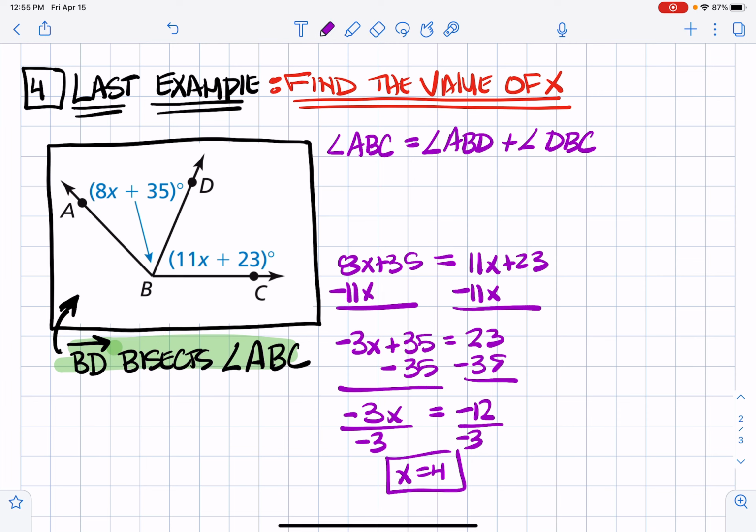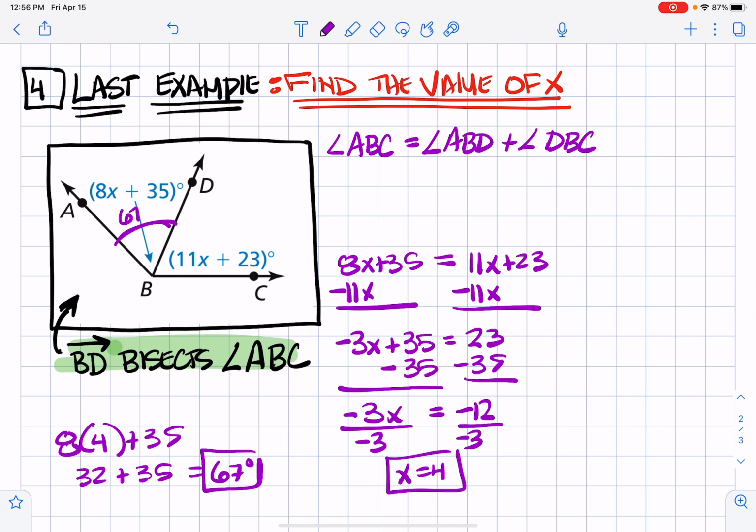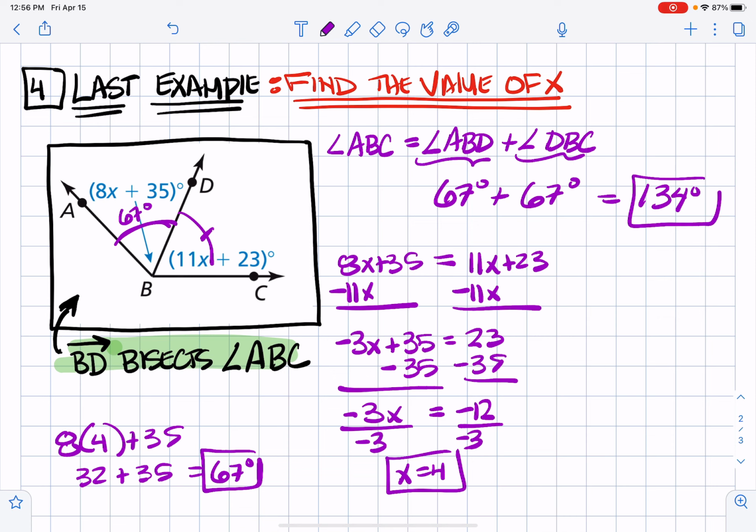So let me plug it in right here. So let's do 8 times 4 plus 35. 8 times 4 is the number 32 plus 35 makes 67. Okay, so now I know that this angle right here is 67 degrees. And so I'm going to add these two together. So this is 67 degrees plus another 67 degrees because I know they bisect each other. Therefore, if I add this together, I get 134 degrees because it's asking me to find the angle of ABC altogether. So it wanted me to find the angle total of ABC, and there it is, 134 degrees.